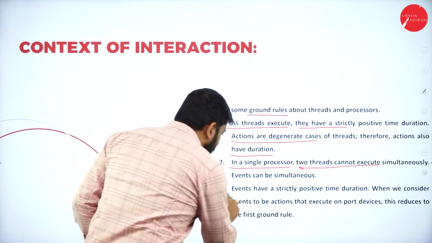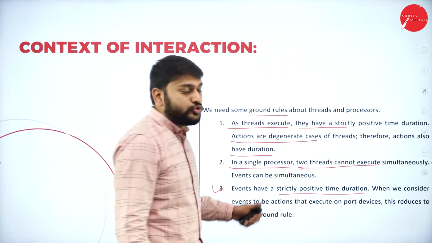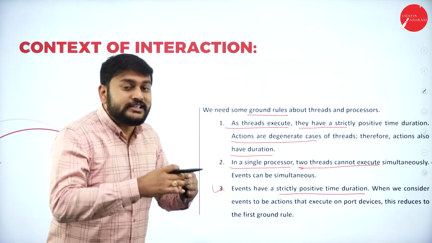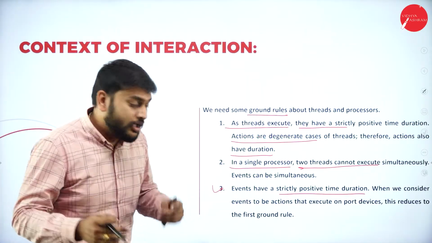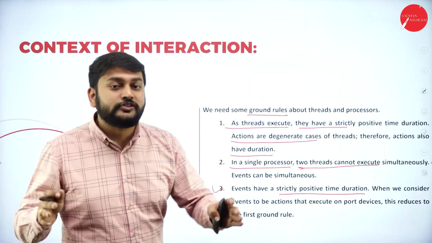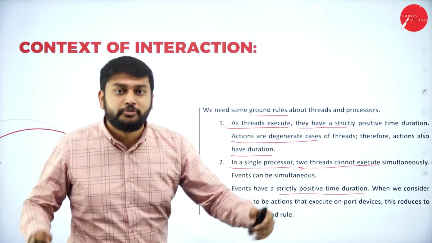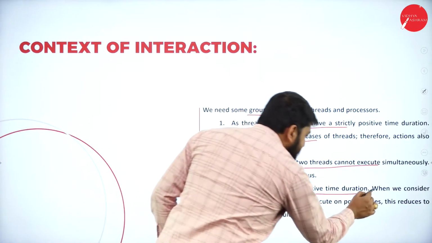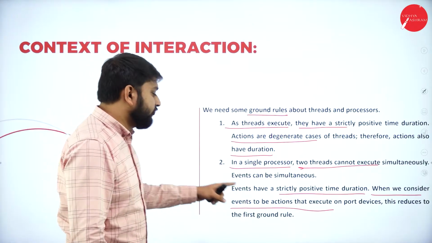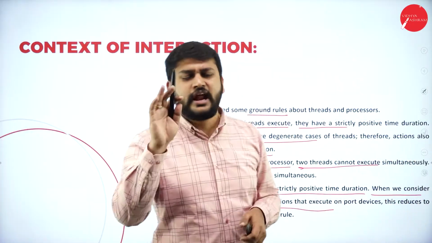What is the third point that I have? Events have strictly positive time duration. So there I was speaking about the thread. Whenever the thread is executing, it will have a positive time duration, but I'm speaking about the events. Even an event also has a strictly positive time duration. Whenever I'm executing some event, it will also take some positive time duration, is what you need to remember. When we consider events to be actions that execute on a port device, it reduces to the first ground rule, is what you need to remember. So these are the first 3 ground rules that you need to understand.